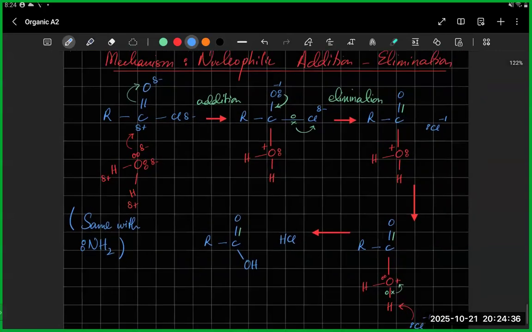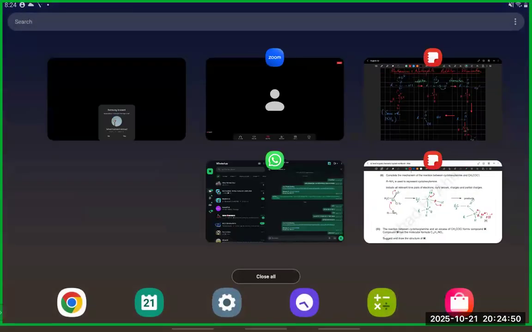Yes, sir. ठीक है तो ये याद रखना कि it's not just with water, it's with amines as well. And normally what they can do is they can give any nucleophile. ठीक है, just to play around with this.